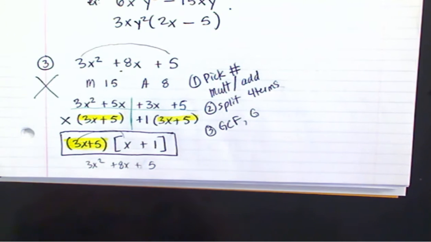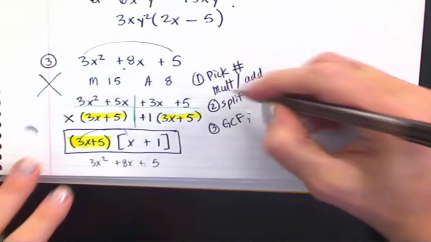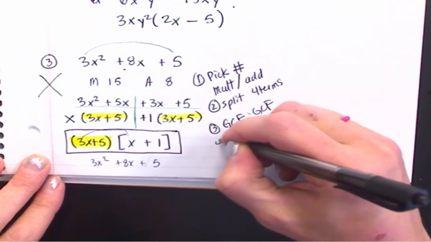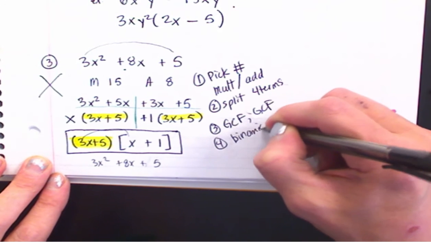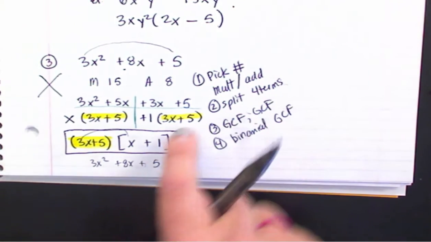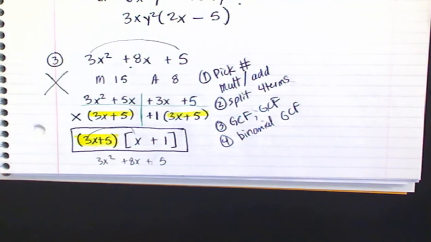Okay? So GCF, GCF, and then we call it the binomial GCF, right? It's that step right here where I pull out the 3x plus 5. And then you have your answer, which I checked by factoring. Yes. Okay. It's kind of slow. I agree.